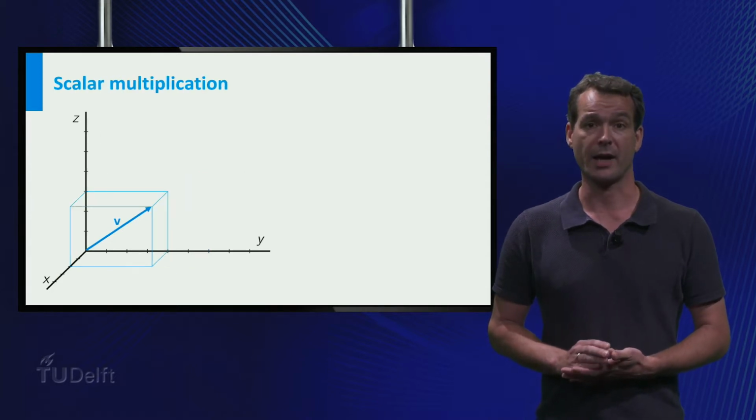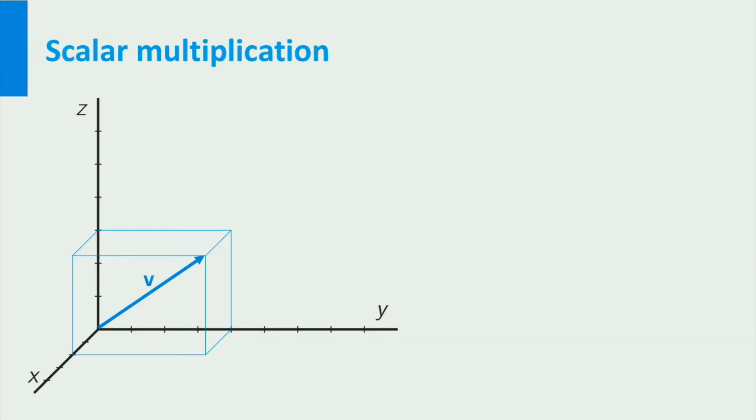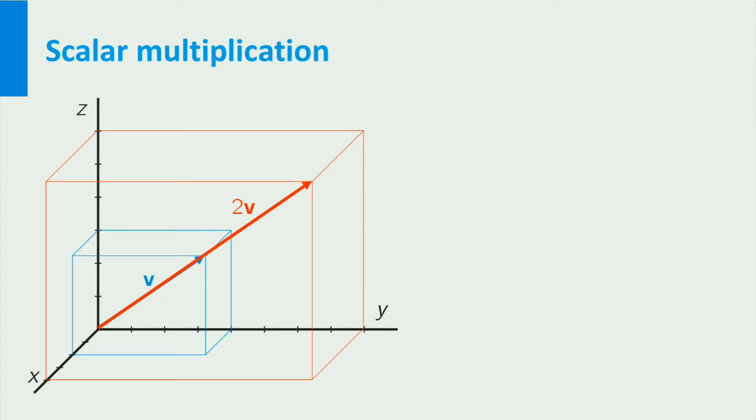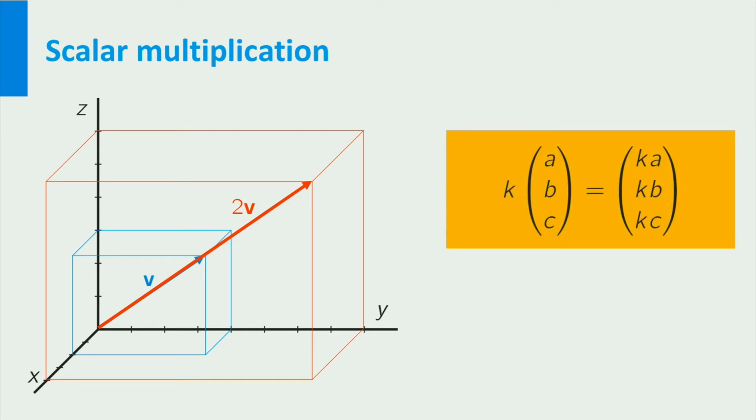So, what about scalar multiplication? Well, multiplying by a positive scalar k still means that we get a vector with the same direction which has k times the length of the original vector. And if k is a negative scalar, the direction is reversed. The calculation is the same as in 2 dimensions. We have to multiply each component of the vector by k.